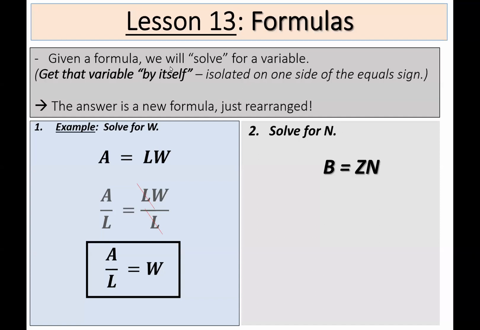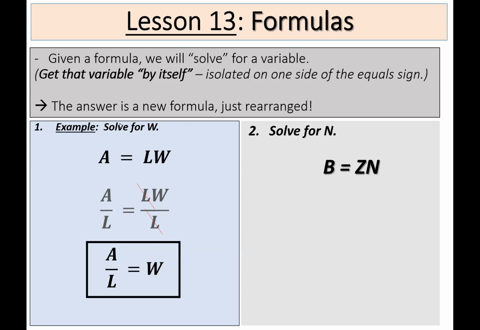So here's what we're going to do. Given a formula, we will solve for a variable. That doesn't mean we're plugging numbers in. We're going to rearrange the formula and get that variable by itself, isolated on one side of the equal sign. And again, the answer will just be a new formula rearranged. So this might look a little strange at first, and we'll see some examples with numbers just to show you how similar this is to solving a regular equation, but it will feel a little bit different because of all the letters. And it will feel a little bit strange to not have a number as your final answer.